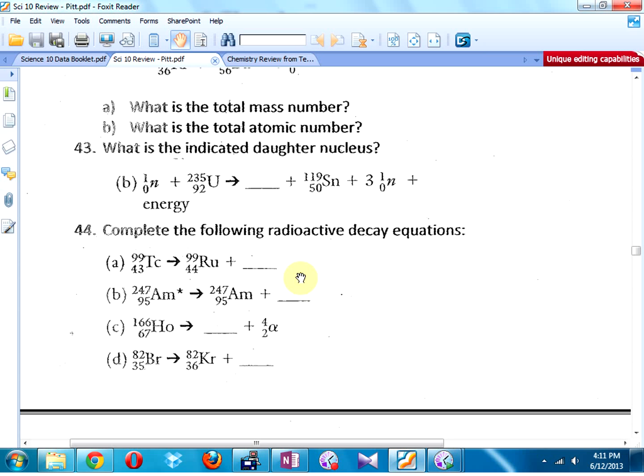Okay, we'll see. What's the indicated daughter nucleus? All right. Well, things got to balance. Oh, let's cut and paste, Mr. Dueck.